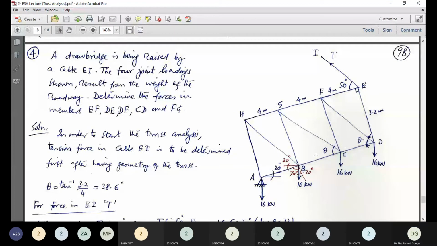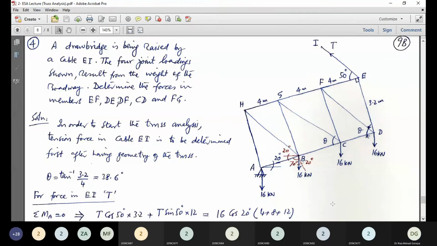Now, if you look at this problem, apparently it seems to be difficult to determine the reactions. Now, if I will ask you that what is the degree of constraint of this truss, how you will reply?